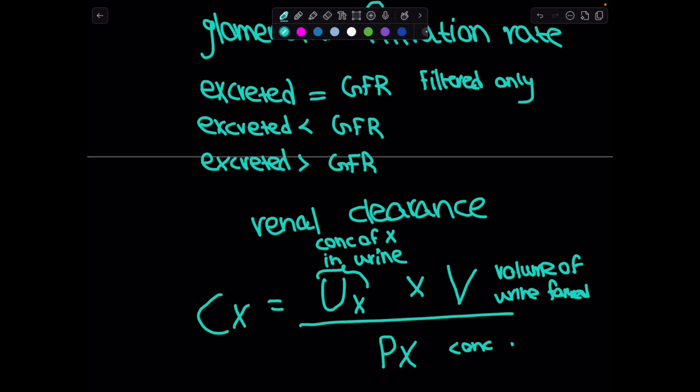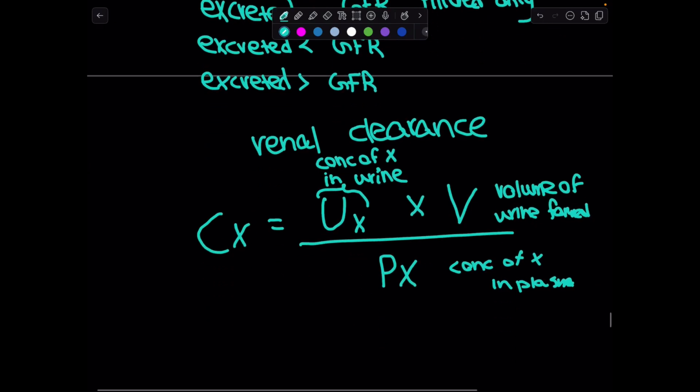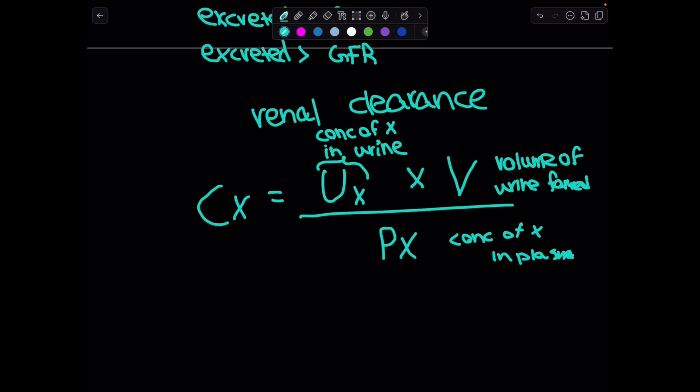So, let's say I have a liter of urine formed in a given time, and I have, I don't know, 10 milligrams of substance X in the urine, and then in the blood, I have 100 milligrams of this substance. Does this mean that 90% of it got reabsorbed?